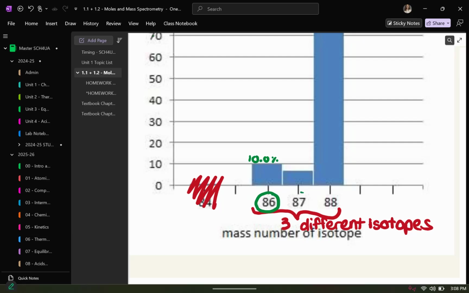Then we have an isotope with an atomic mass of 87, right? And we can read that abundance to be maybe, let's say, 5, 6, maybe 6.8. I'm going to say 6.8%.